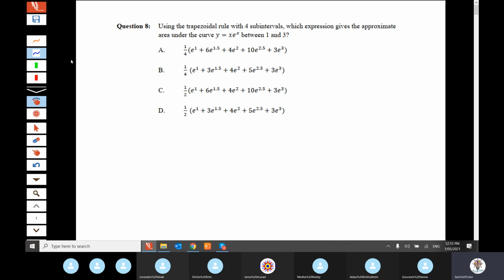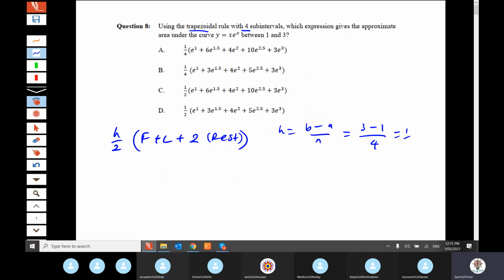Using the trapezoidal rule with 4 sub-intervals, which expression gives the approximate area? All right, trap rule: h over 2, first plus last plus 2 times the rest. h equals b minus a over n, where n is the number of sub-intervals. b is 3, take away a, which is 1, over n. 4 sub-intervals. So 2 over 4 is a half, over 2 is a quarter.